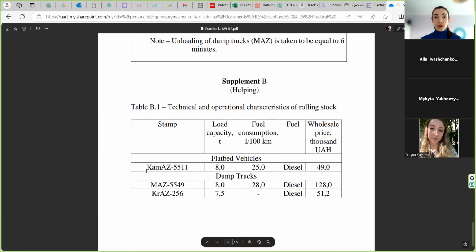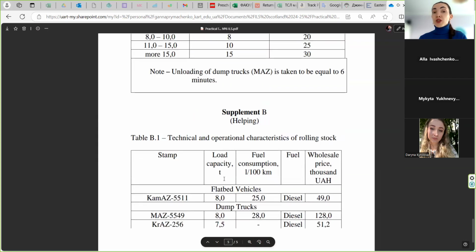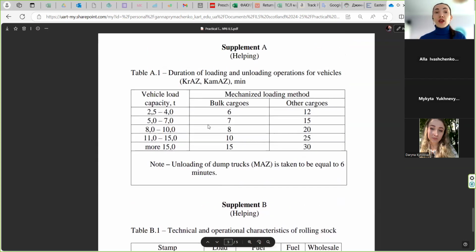For example, if you have the first variant, you have KAMAZ, oh no, KRAS. For the first variant, it is KRAS 256. And the load capacity of this car is 7.5 tons. If you have another type of machine, you also have its load capacity in tons. So find the load capacity for your car, please. After that, we come back to our supplement A and find the line for your variant.